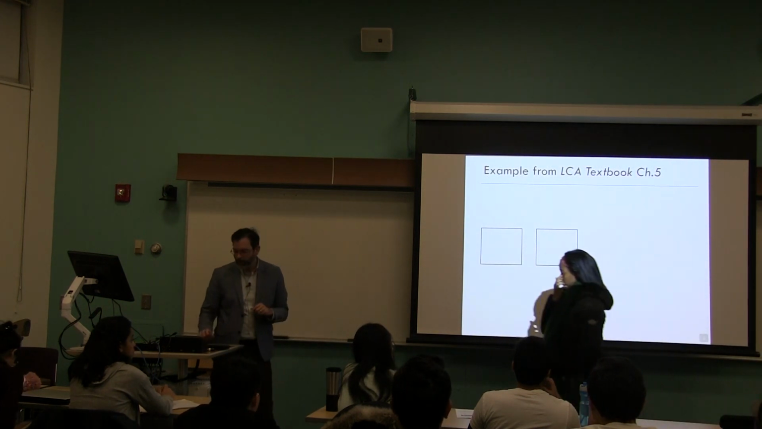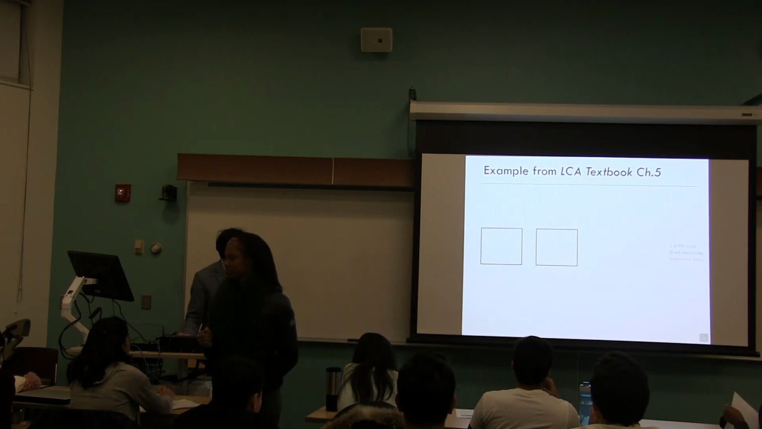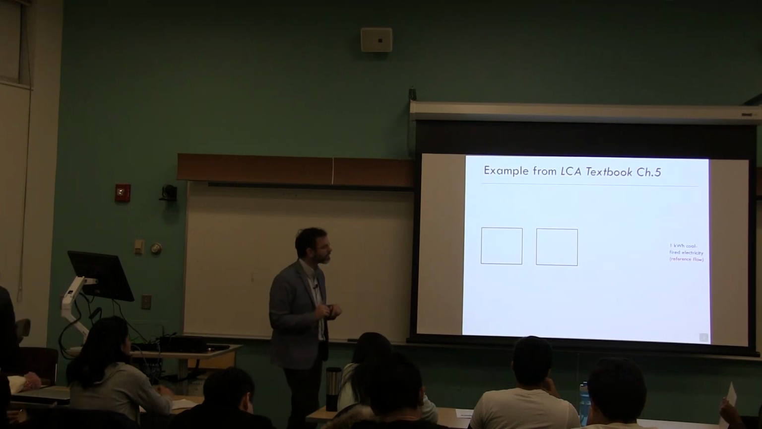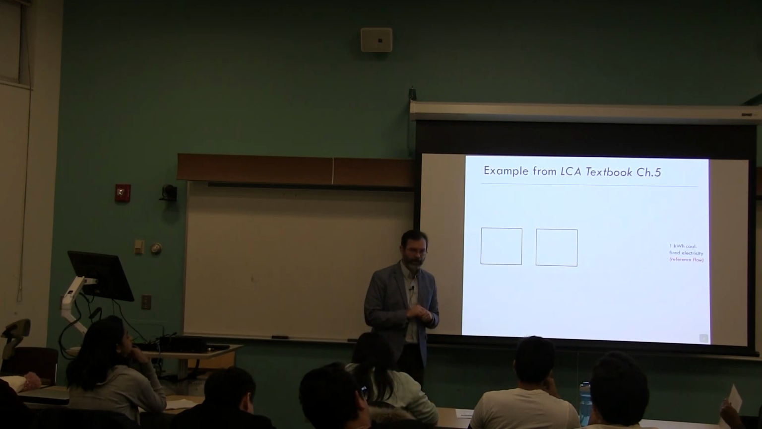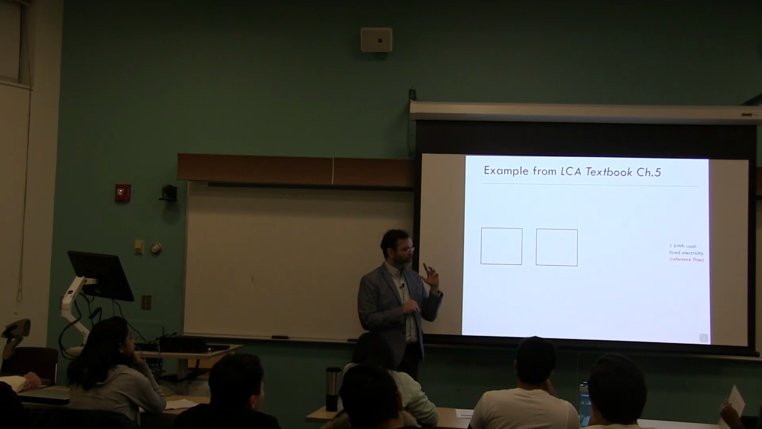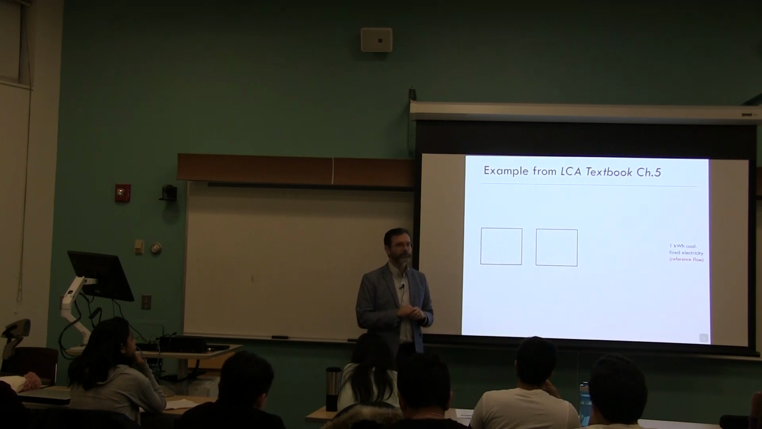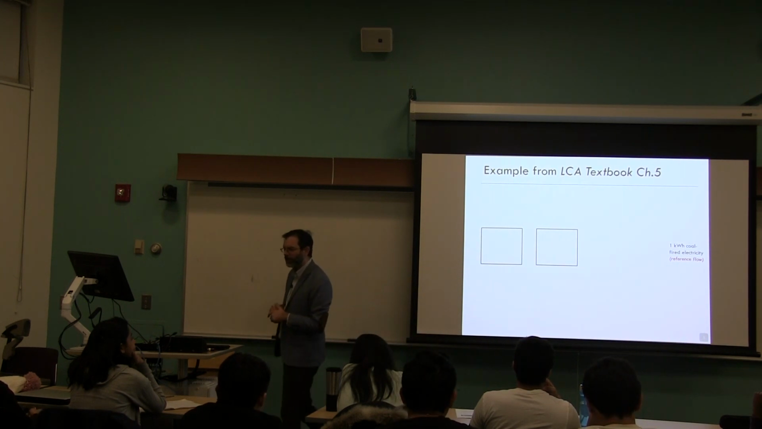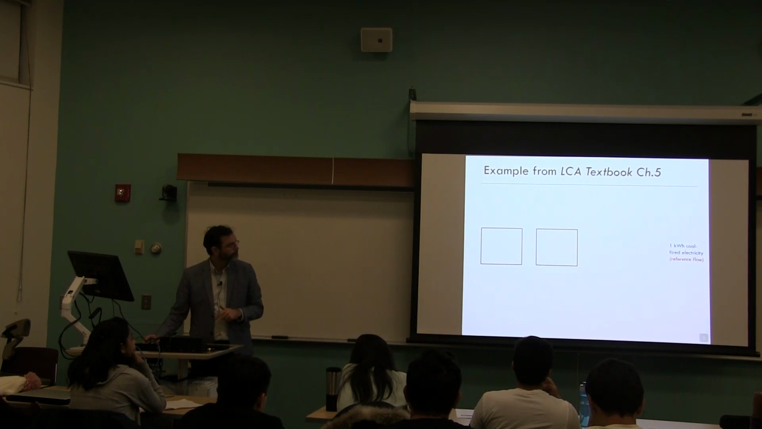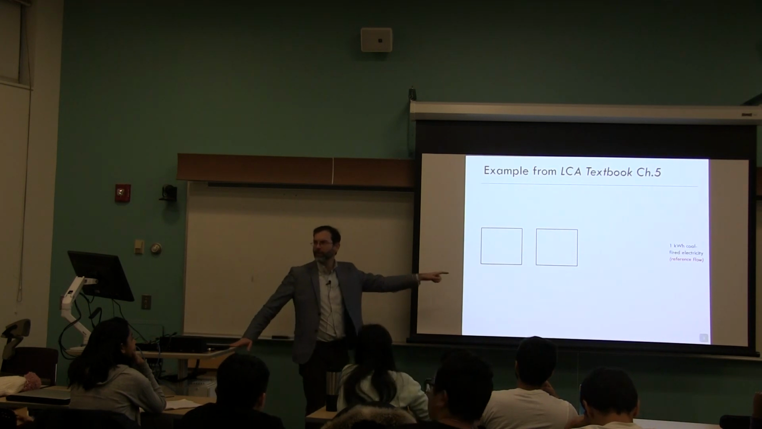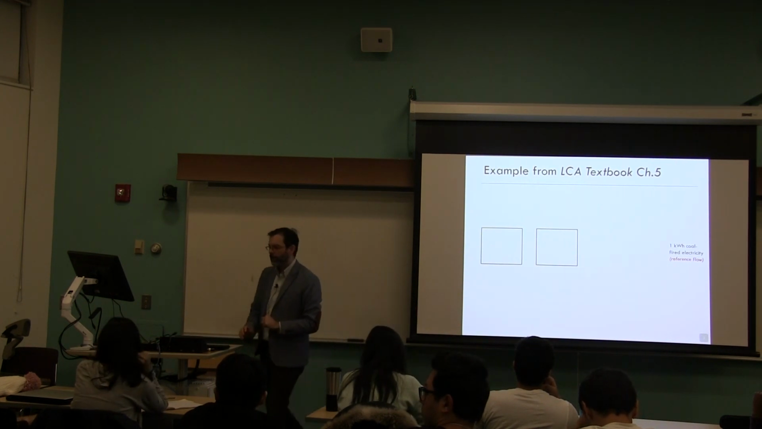Okay, so I want to go through an example from our textbook. And in this example from chapter 5, there are 3 processes, and they're going to make one reference flow, and that reference flow is set as 1 kilowatt hour of electricity. Okay? Can you see this text from the back? Is it big enough for you? Right, so that's the goal.